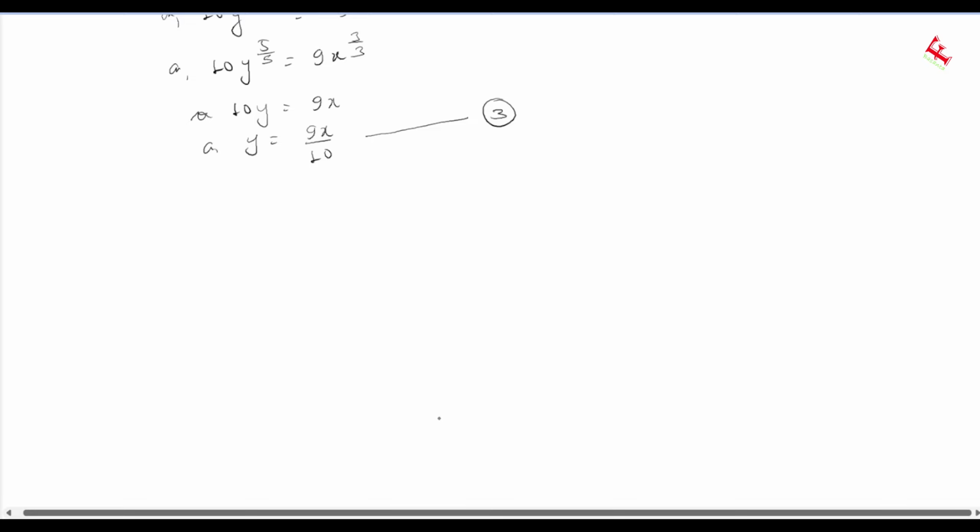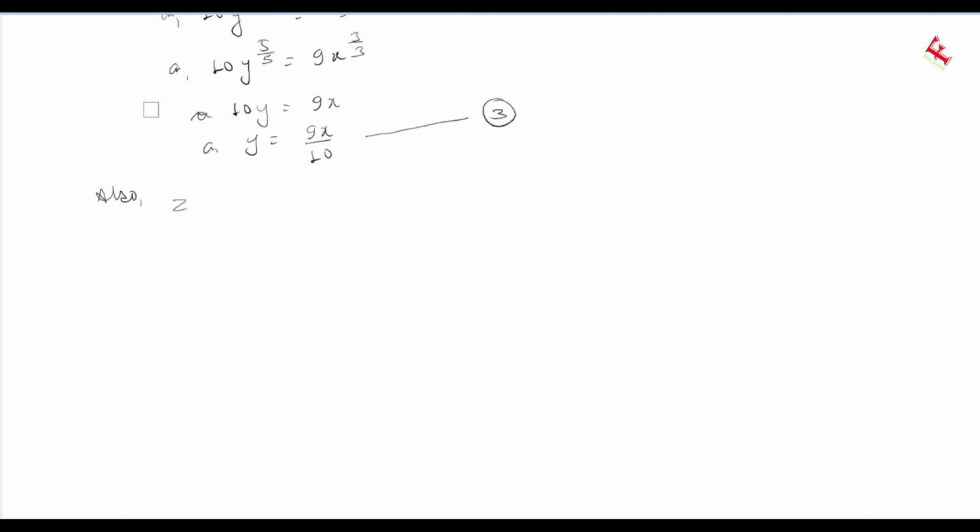Now moving forward, also by taking zx equals 0, zy equals 0, the value of y in terms of x is obtained, that is y equals 9x over 10. Now also we are taking z lambda, because the other term is lambda. Let me erase this one. Z lambda equals 0.